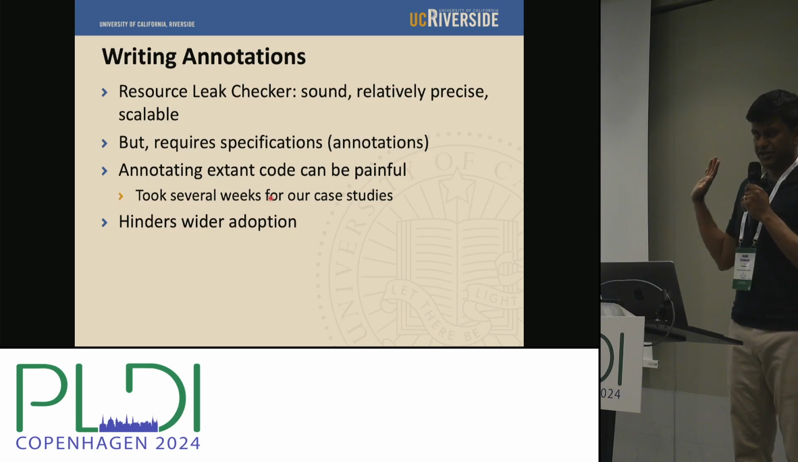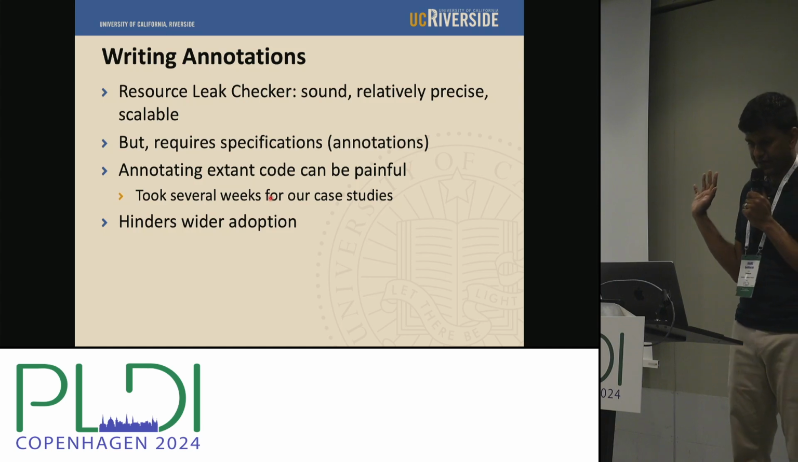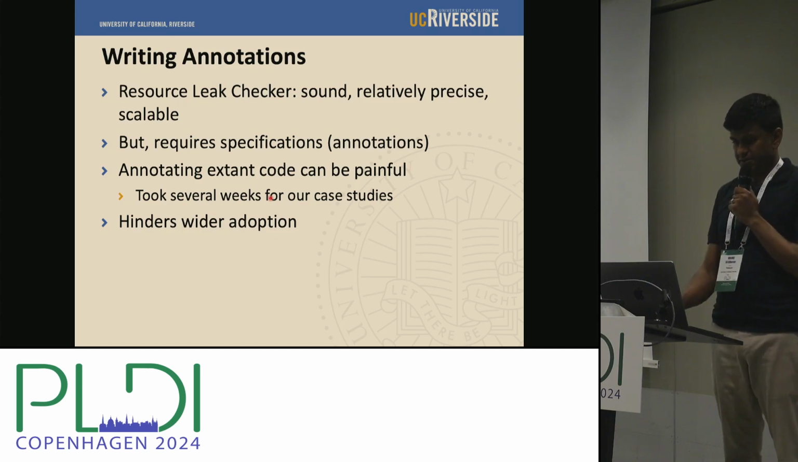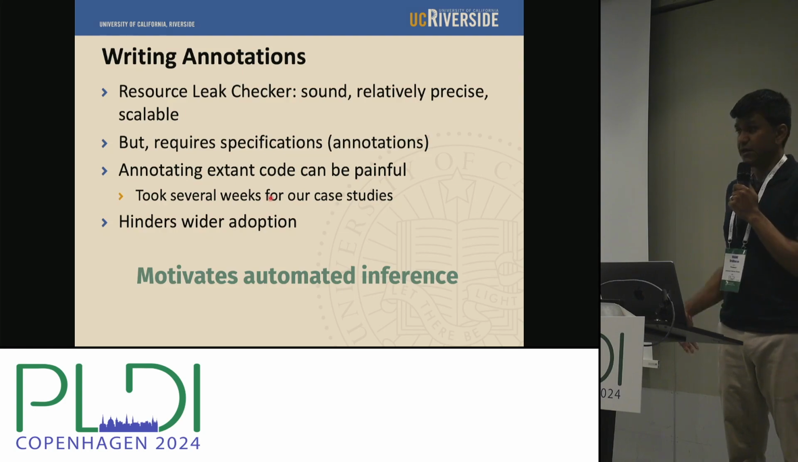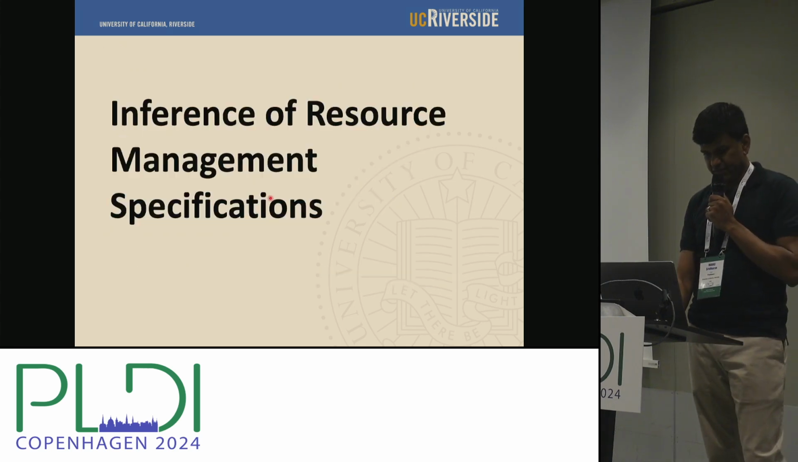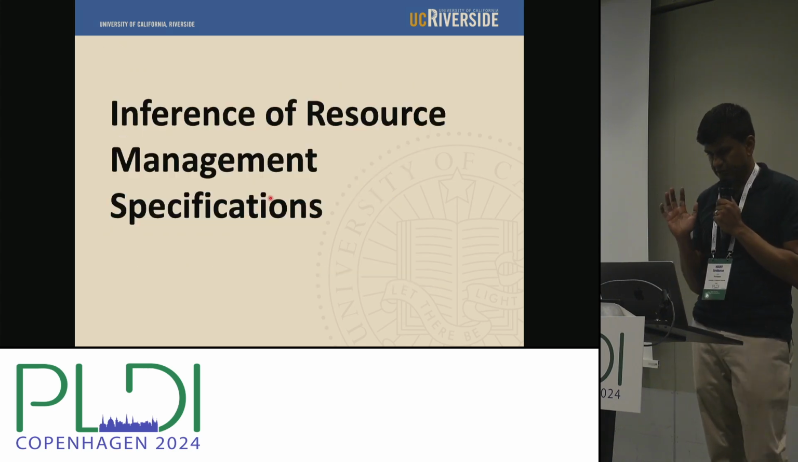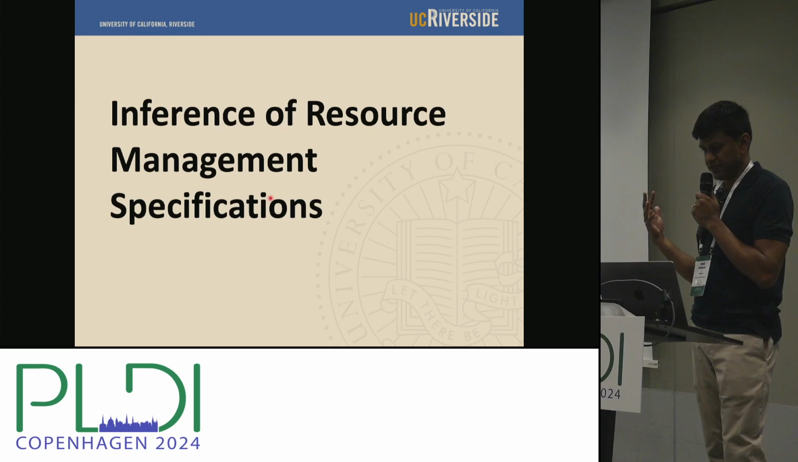The patterns are kind of tricky. You have to do a lot of thinking about exceptional control flow paths and stuff. So this is a hindrance to wider adoption, and this is what motivated our work on automated inference, right? Can we build a tool to help in writing these annotations? So that leads to the next part of our talk on inference of resource management specifications.